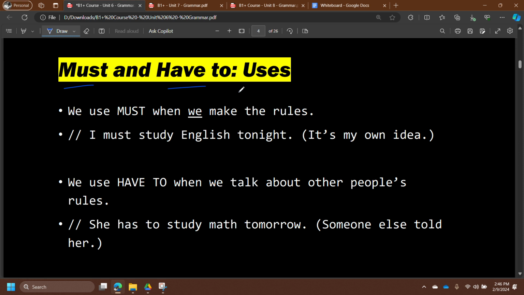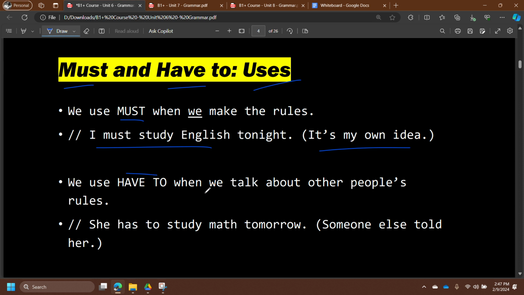So must and have to, about the uses. How do we use must and have to? We use must when we make the rules. For example, you could say, I must study English tonight, meaning that it's your idea to study English. No one else says. Like your father didn't come and say it, nor did your teacher, no one else. Okay, it's just you, and you think that you should do that. You think that it's a good idea to do that. You think it's necessary, so we use must like that.